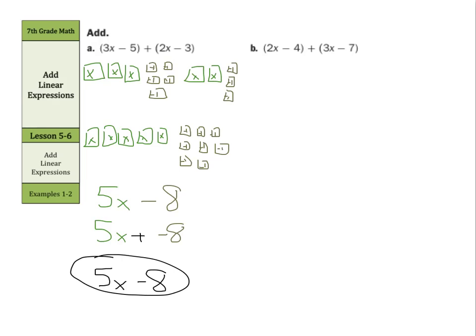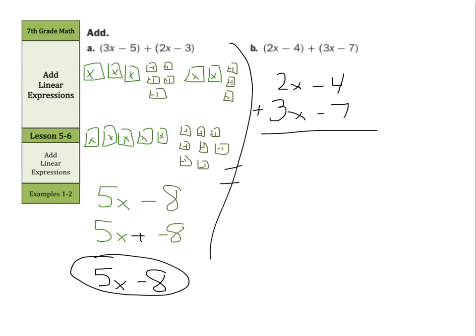Now, what if we do this without algebra tiles? We have 2x minus 4 plus 3x minus 7. So if we write this in columns, let's write our 2x minus 4 plus, don't forget the plus, 3x minus 7. We have our like terms lined up. We have our x's lined up here. We have our constants, our terms without the variables, lined up here.